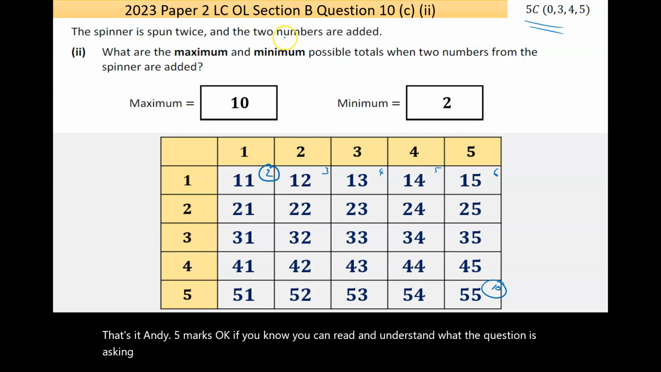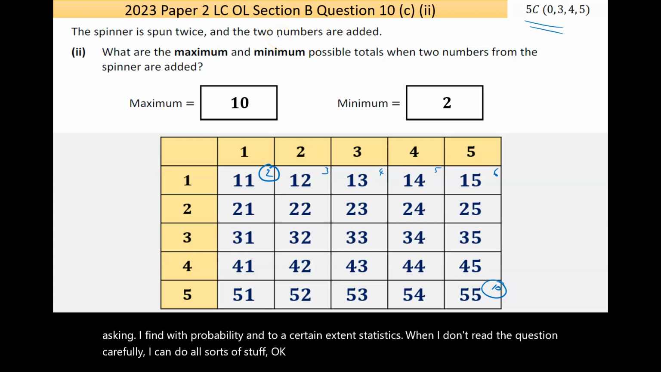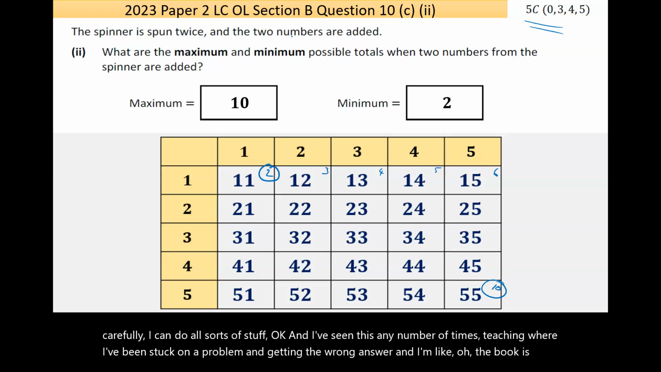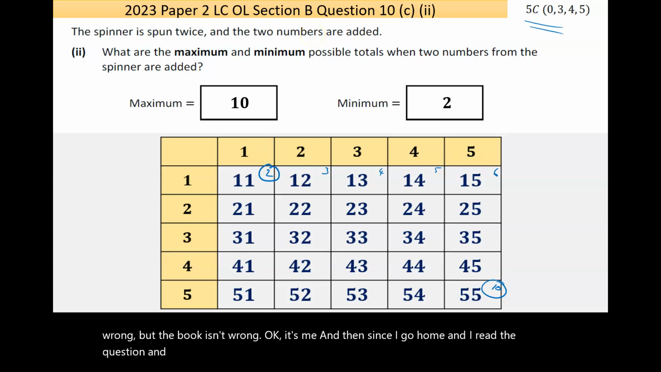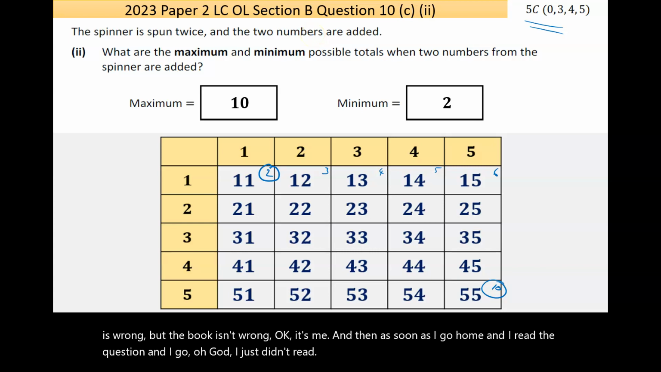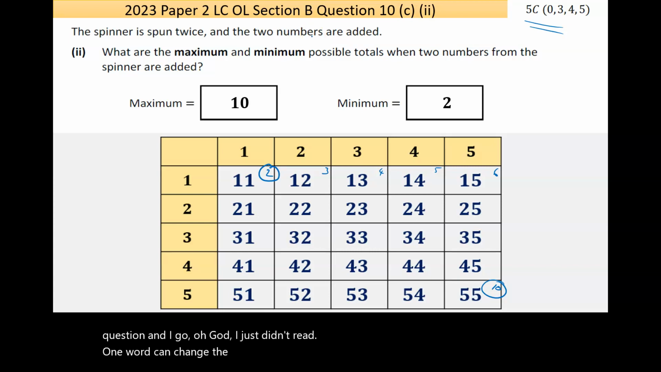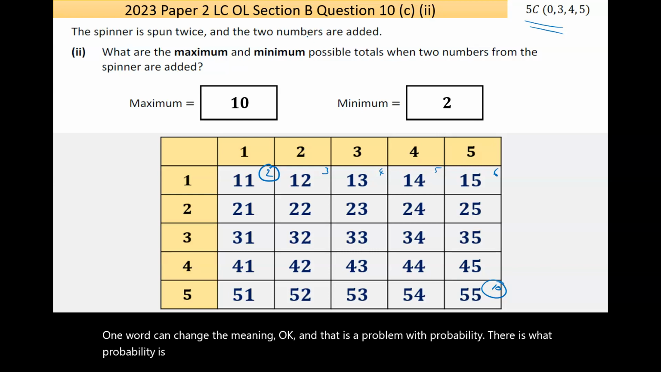I find with probability and to a certain extent statistics, when I don't read the question carefully, I can do all sorts of stuff. And I've seen this any number of times teaching, where I've been stuck on a problem and getting the wrong answer, and I'm like, oh, the book is wrong, but the book isn't wrong. It's me. Sometimes I go home and I read the question and I go, oh God, I just didn't read. One word can change the meaning. And that is a problem with probability. It's counterintuitive sometimes. So people can make all sorts of mistakes, which is why it's something that needs training.